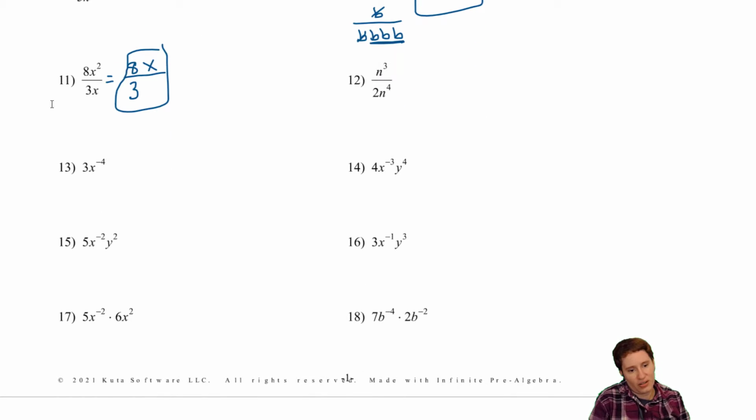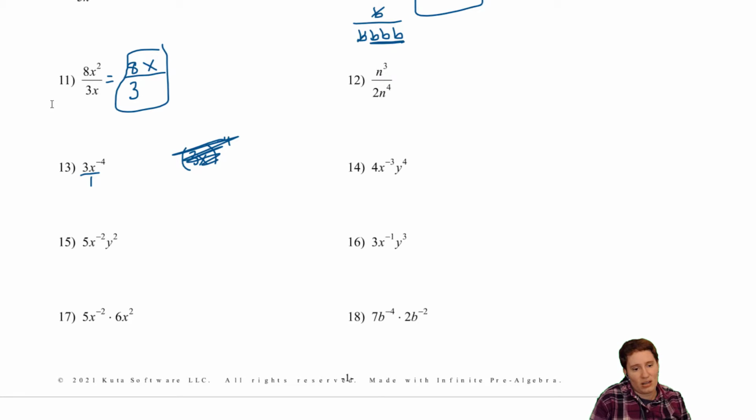Here on 13, we have a negative exponent. This is where it's like, is this really simpler if I rewrite it with positive exponents? And I would say, maybe not. But we like it better with positive exponents. The important thing to note here is that this negative 4 exponent does not affect the 3. If they wanted this 3 to be affected by it, they would have had to write 3x in parentheses to the negative 4th. And that's not what they wrote.